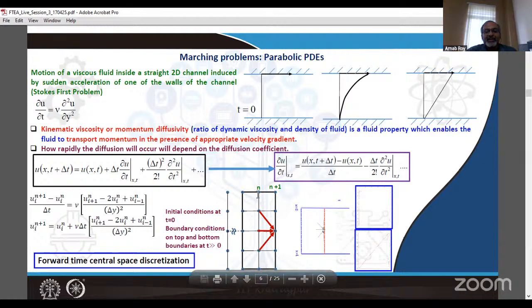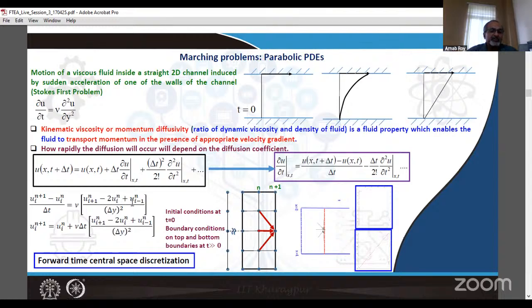So this is the nth time level, this is the n plus 1th time level, and so on. So at every time level, you have all the grid points which have discretized the y domain dimension. And the same discretization repeats at different time levels, forming this mesh.